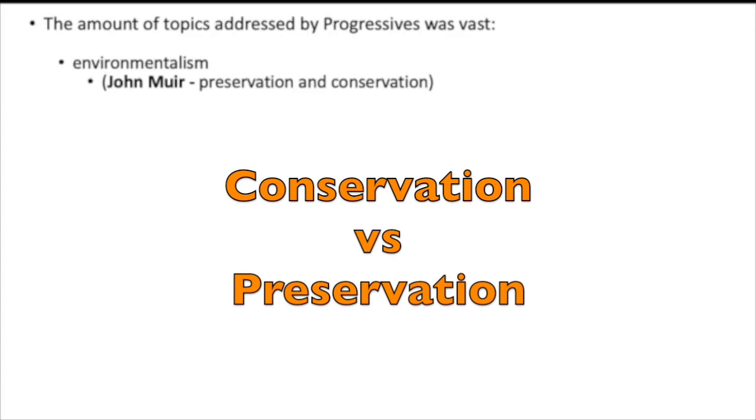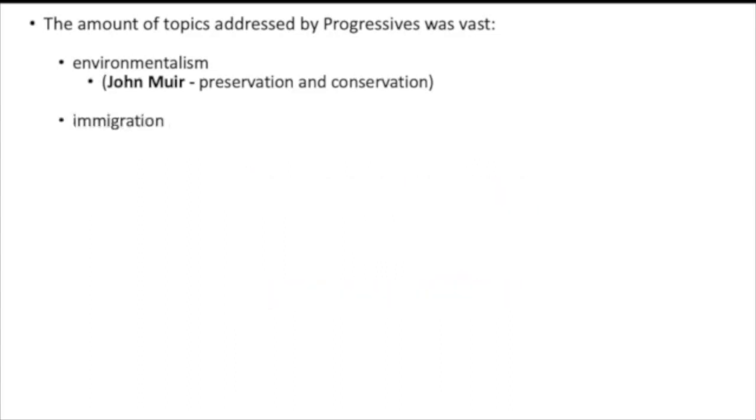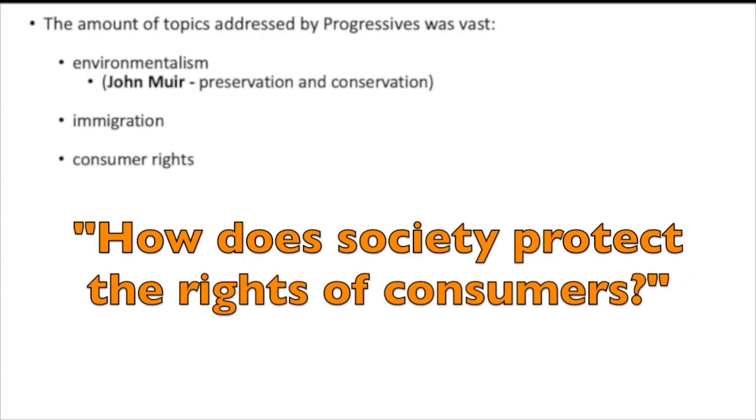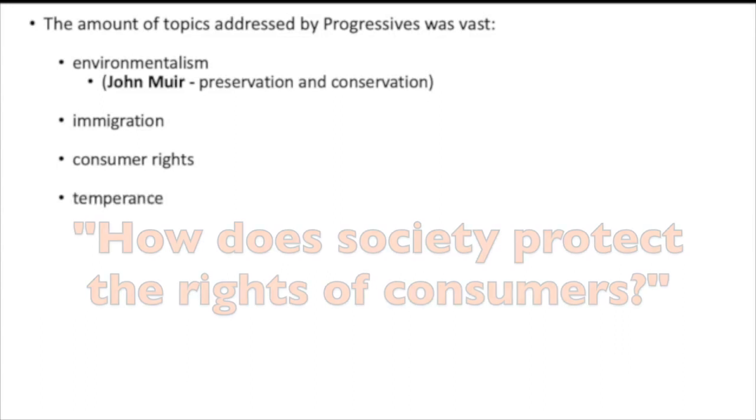So John Muir was a big name in environmentalism. Immigration, as mentioned earlier, we have the wave of new immigrants and immigrants from Asia. So how should they best be handled by society? Under laissez-faire capitalism, there was not a lot of room to protect the rights of consumers. So the progressive movement aimed to protect the rights of consumers.